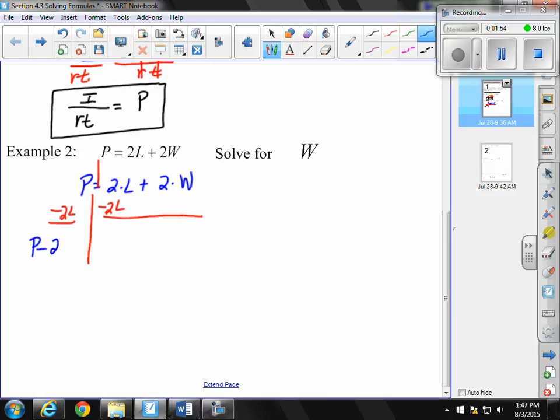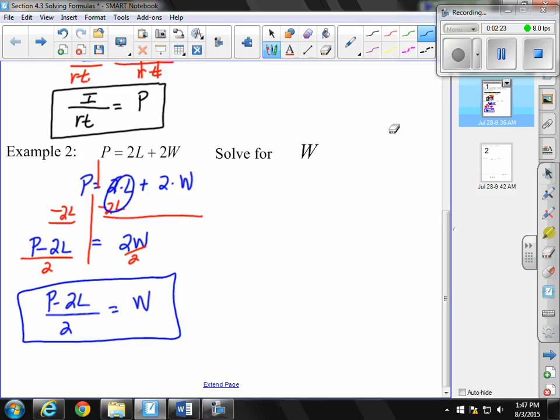P minus 2L equals 2L minus 2L is 0. We're left with 2W on the right-hand side. 2 times W. To solve for W, we're going to divide by 2, which means we have to divide the other side of the equation by 2. So P minus 2L over 2 equals W. And in this case, because 2 is not a multiplicative factor of the entire numerator, we cannot cancel out our 2's. This is our final answer.